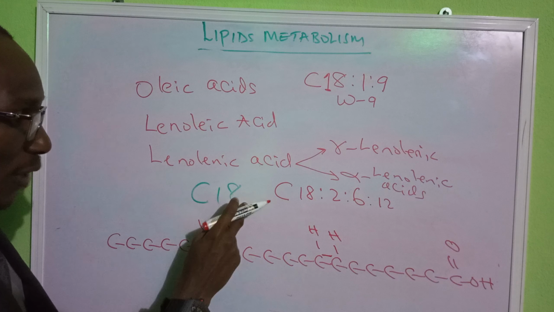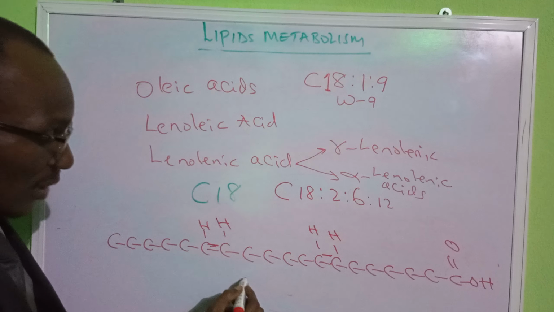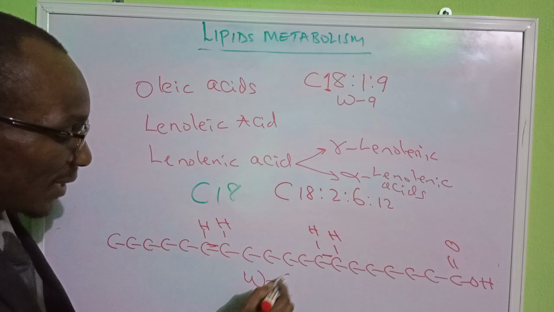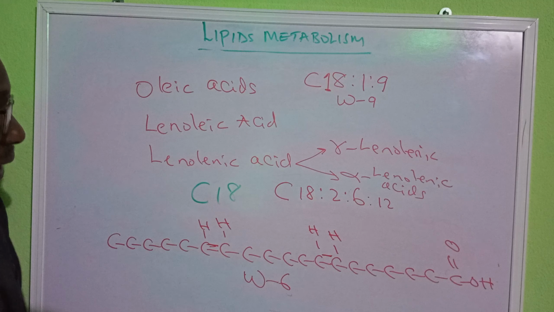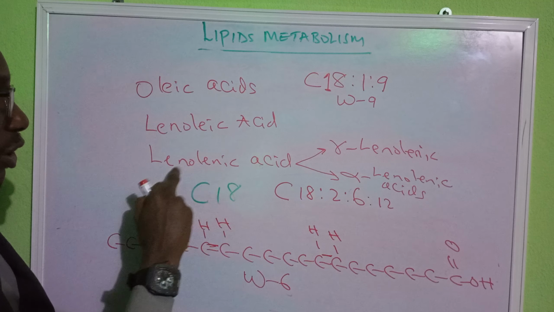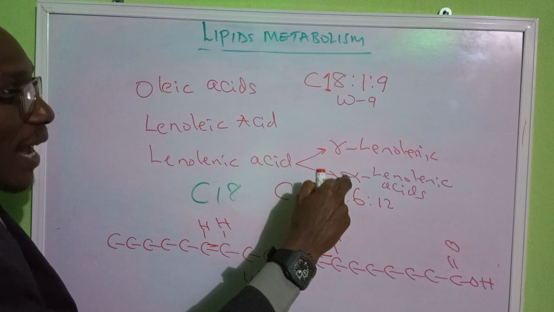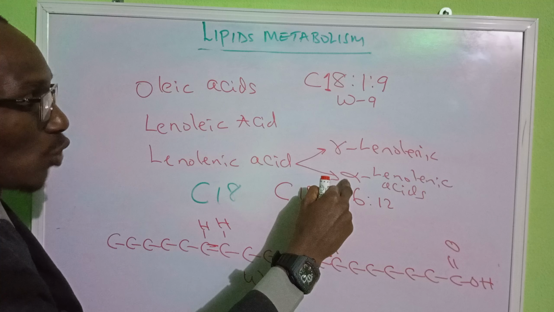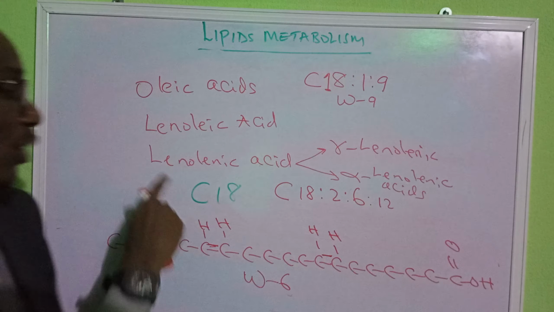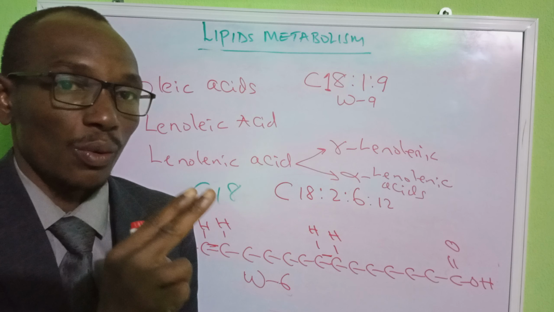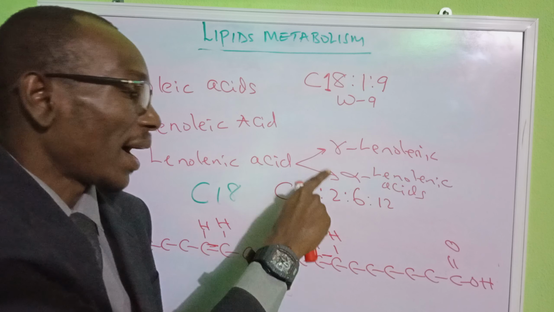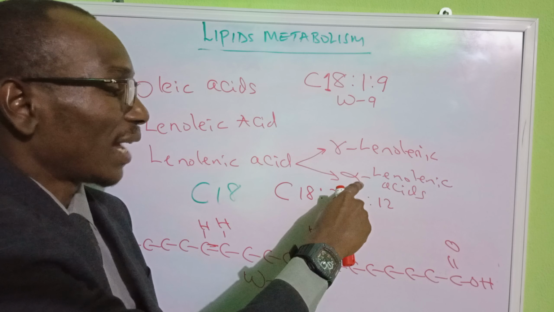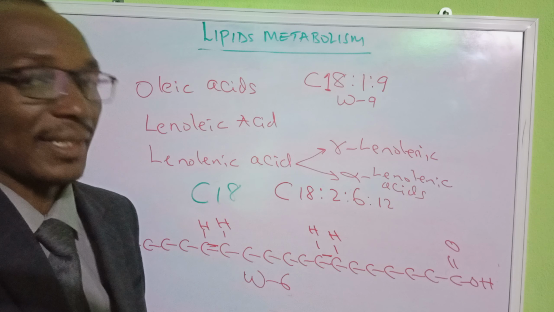It is an 18 carbon atom chain. So from this writing, it means that it is an omega-6 fatty acid. While for the linolenic acid, which has the gamma and the alpha forms, the gamma is omega-6, while the alpha is omega-3 fatty acid. So linolenic acid has 2 types, the gamma and the alpha. The gamma is an omega-6 fatty acid, while the alpha is an omega-3 fatty acid.